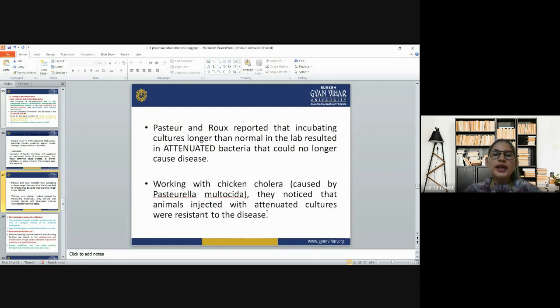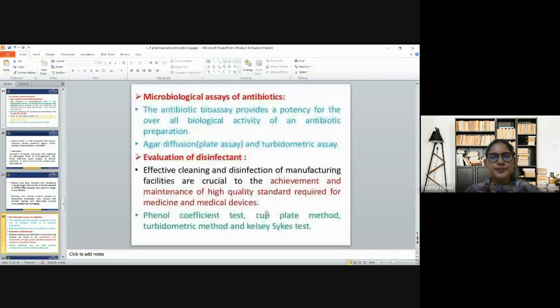Now, Pasteur and Roux reported that incubating a culture longer than normal in the lab resulted in attenuated bacteria that could no longer cause the disease. And working with chicken cholera caused by Pasteurella multocida, they noted that the animals injected with the attenuated culture were resistant to the disease.